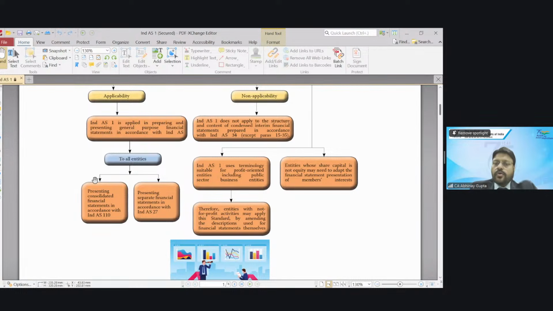Then you need to follow Ind AS 34 unless and until you opt for preparing the complete set of financial statements. So even for a quarter or the half year, if you are opting to prepare the complete set of financial statements, then Ind AS 34 will go away and Ind AS 1 will come back into the picture, right? But unless you opt for preparing the complete financial statements, if you are only preparing the condensed financial statements, then Ind AS 34 will apply and Ind AS 1 will not apply to the requirements of that condensed financial statements, right?